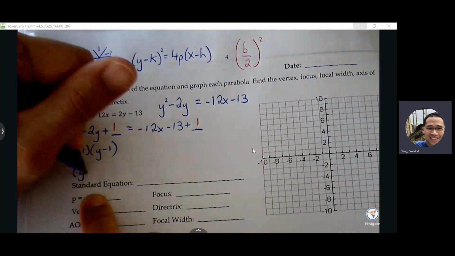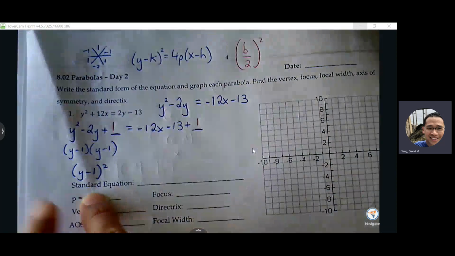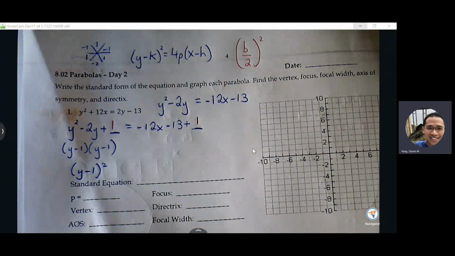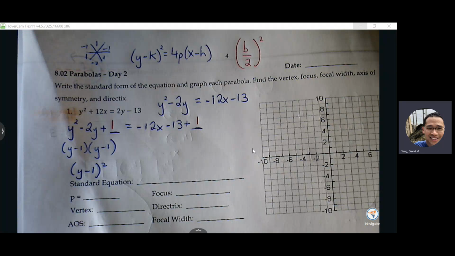We're trying to get it to look like this, y minus 1 squared, so that it looks more like the form that we've been working with on day 1, and that way we can pull the k value that we want. Okay, so that's the hard part. The hard part is trying to get that variable squared to be in that proper form. And now the right side, we'll do a little bit of cleanup and do some GCF, but the hard part is done. All right, good so far.